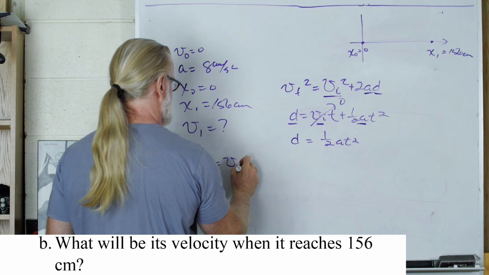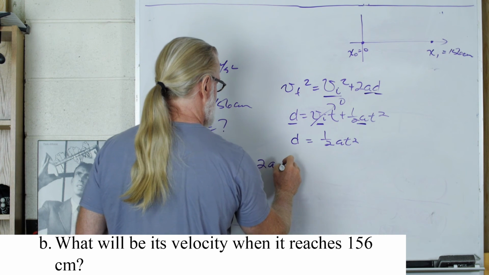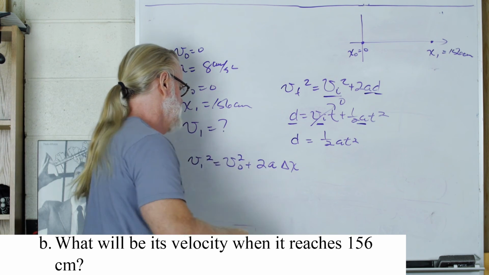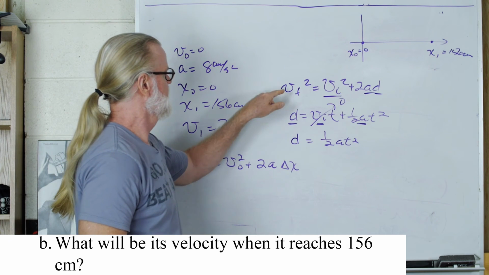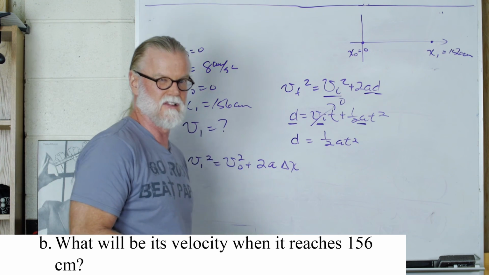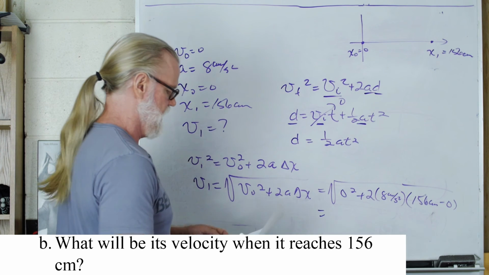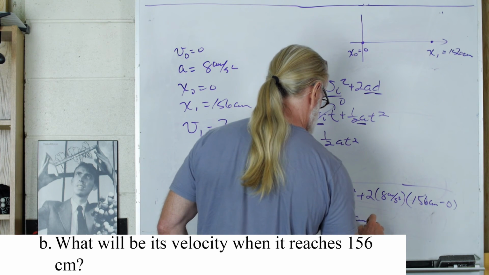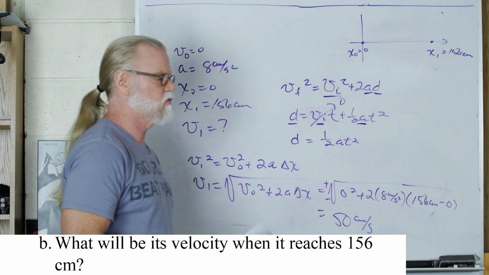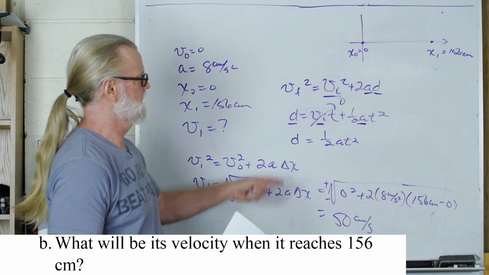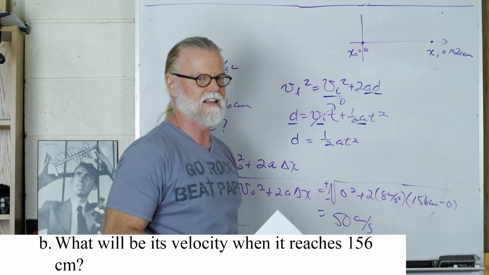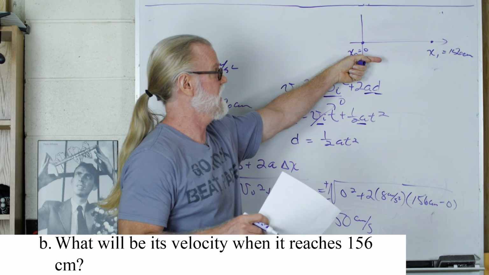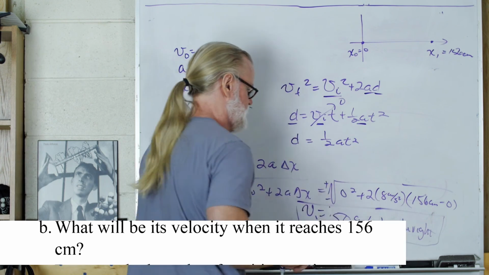V1 squared equals V0 squared plus 2a delta x. All right, I'm going to put it in my more useful format, like that. And that should come to 50 centimeters per second. Now, it's plus or minus. We have to figure out, is that going to be plus or minus? Math doesn't tell us that. It just tells us it's plus or minus. We have to look at the context and say, oh, that is indeed in the positive direction to the right.